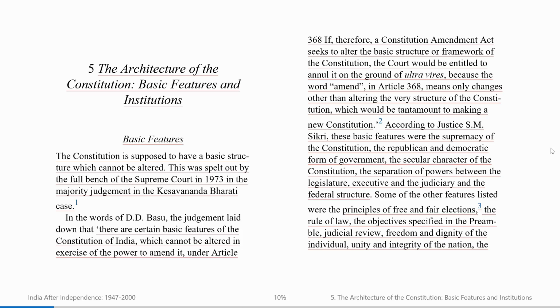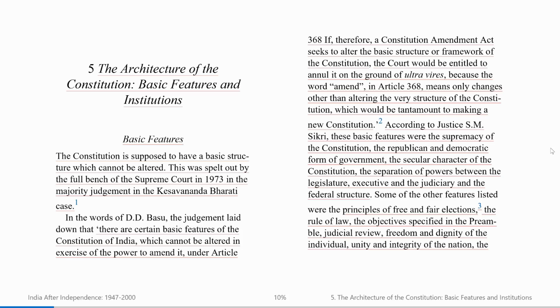Now, in our Constitution, there's something very interesting that we have, and this happened by a full bench of the Supreme Court in 1973. So what do you mean by the full bench? So all the judges of the Supreme Court at the time in 1973 passed a majority judgment in Keshavananda Bharati, right? And the idea being that the Constitution is supposed to have a basic structure which can't be altered, right? So what does that mean?